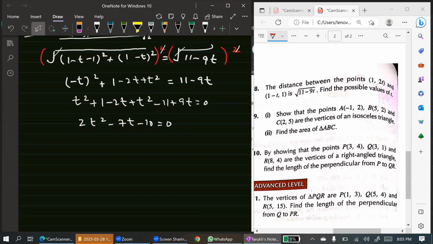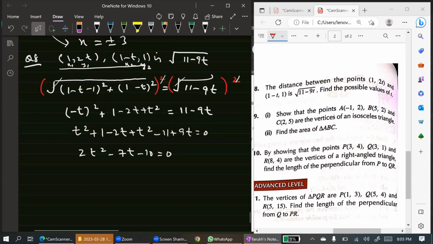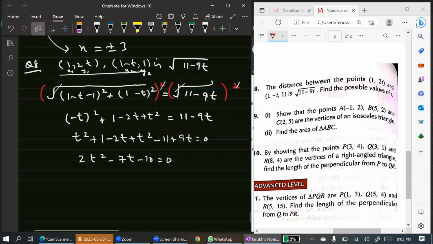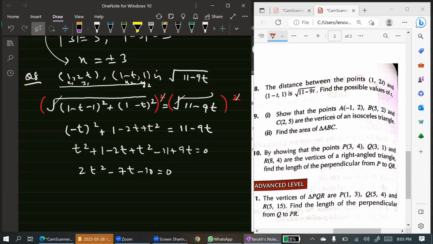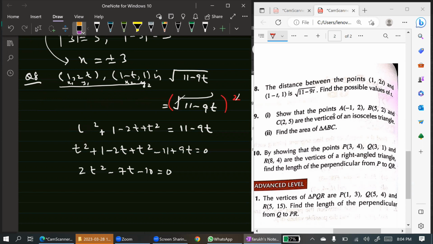Is there any mistake? Yes, there is a mistake. This one is 2t, y1 is 2t. It should have been 1 minus 2t. Let's do it again. Look carefully. If there is any mistake, you should identify it.